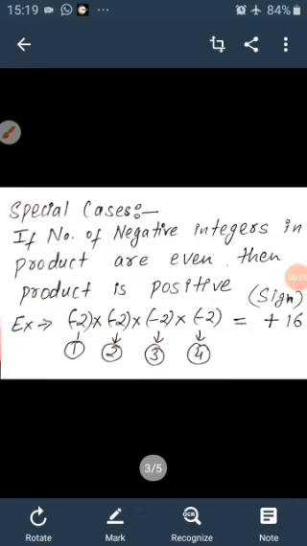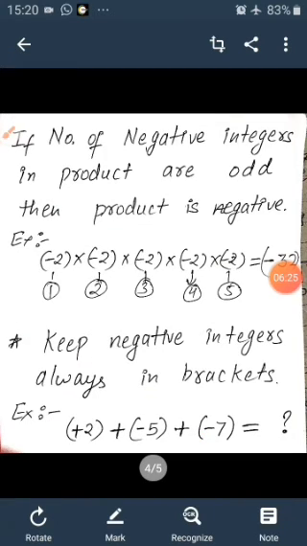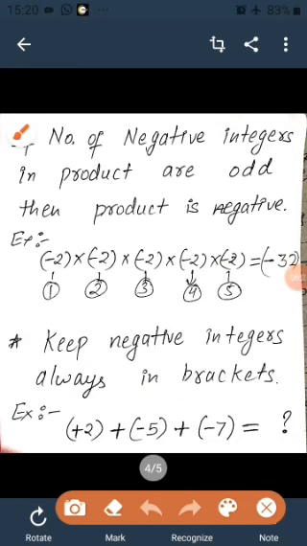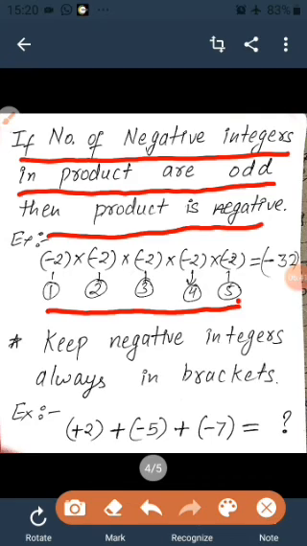And if here we write minus 2, minus 2, minus 2 up to an odd number of times, then the answer will be negative. So this is the point for negative integers. If the number of negative integers in a product is odd, then the product is negative. So you can count 1, 2, 3 up to 5 and the answer will be of negative sign.